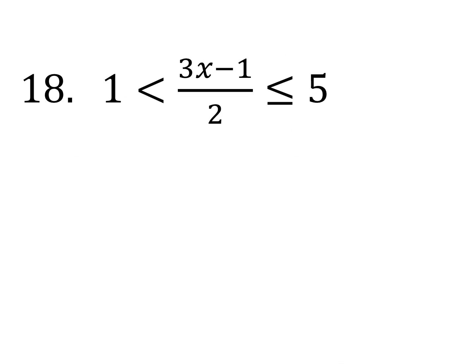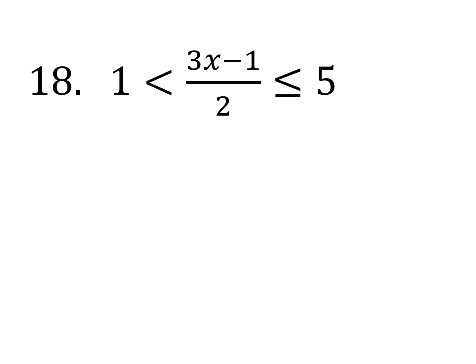Let's take a look at number 18. So when we have two inequalities, you want to get the x all by itself in the middle. So you want to move everything that's in the middle to both sides. What should we do first for 18? Awesome. Since it's being divided by 2, we want to do the opposite, so I'm going to multiply everything times 2.